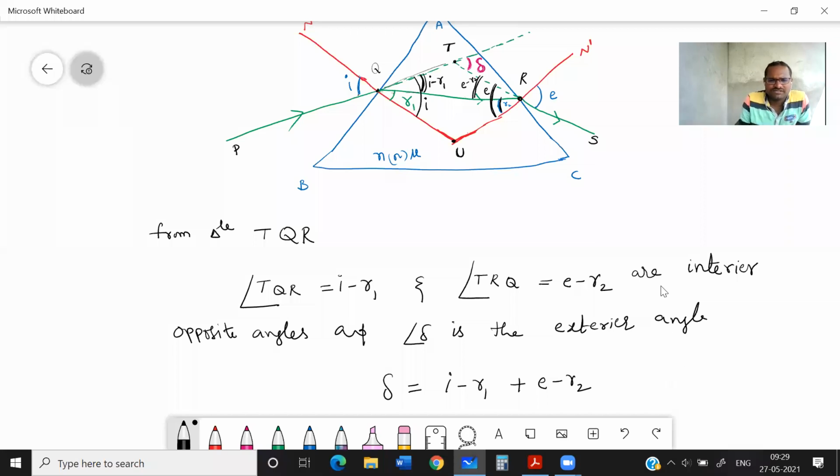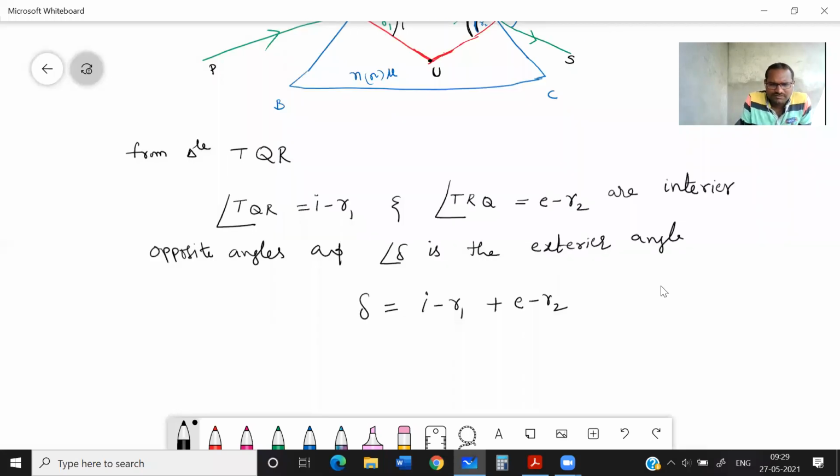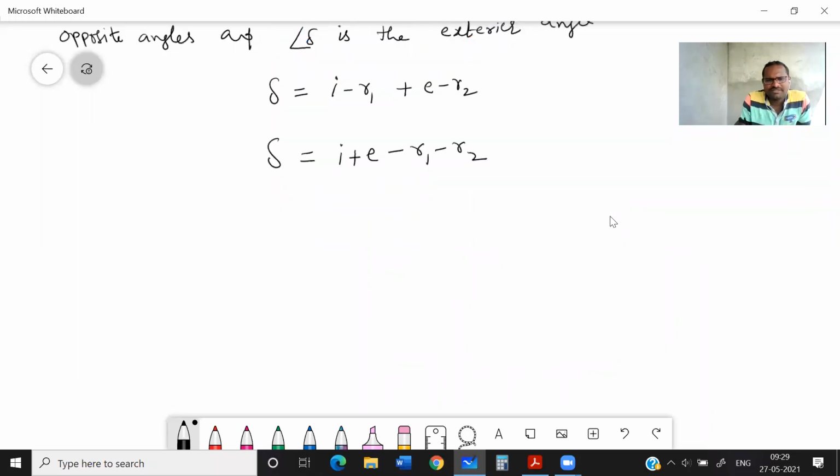That means we can say delta is equal to I plus E minus R1 minus R2. That is, the deviation produced in a light ray due to the prism, delta, is equal to I plus E minus R1 plus R2. Can we write? Yes. Remember this equation.